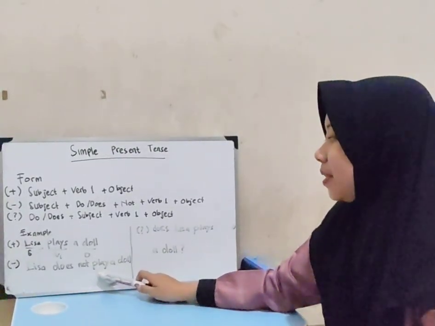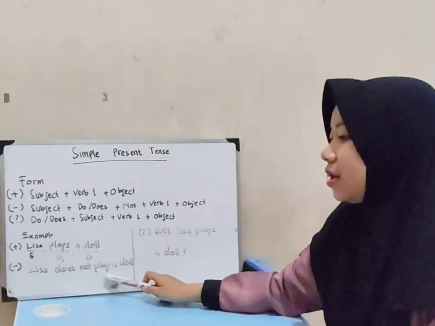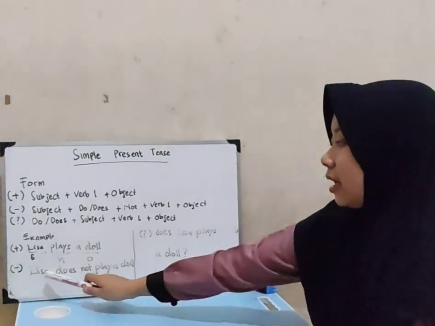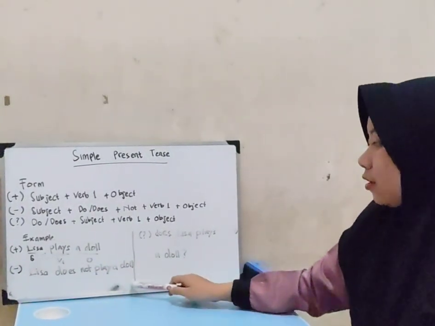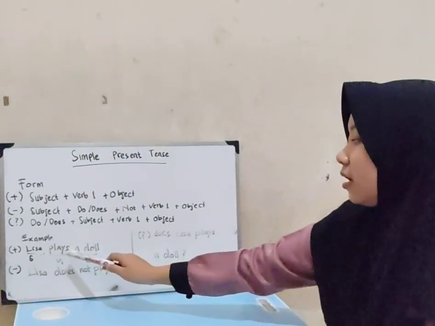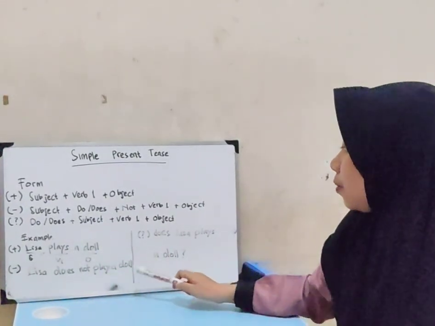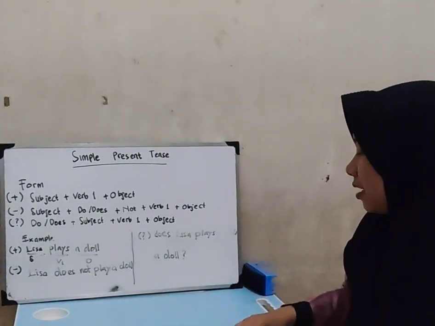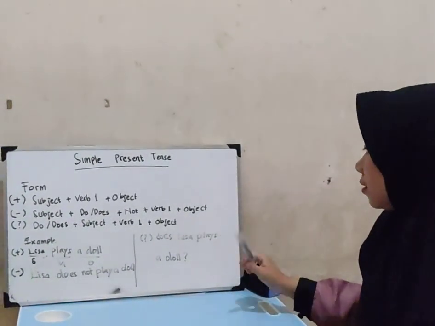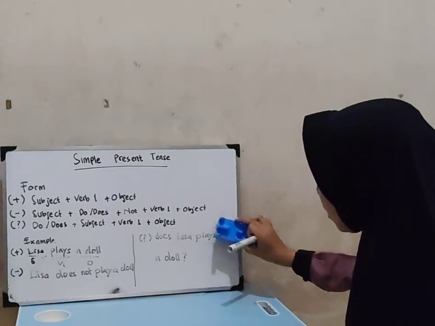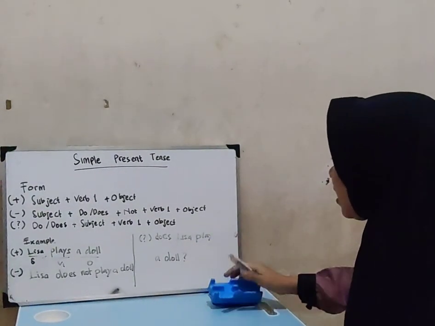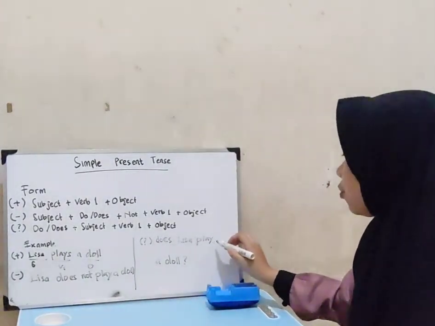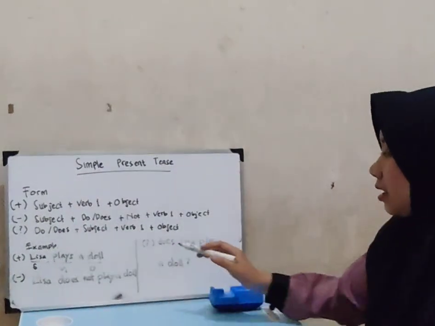Why here does it become play, not plays? Because we have used does at the beginning. Lisa does not play a doll, and then we remove the s here. So for interrogative, does Lisa play a doll? We also remove s here because we have used does here.